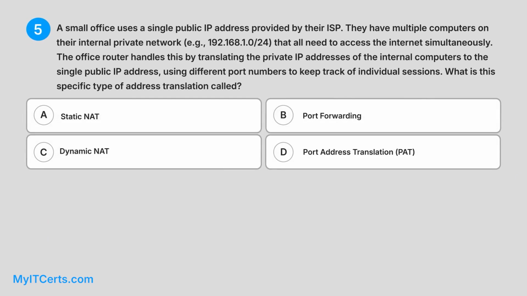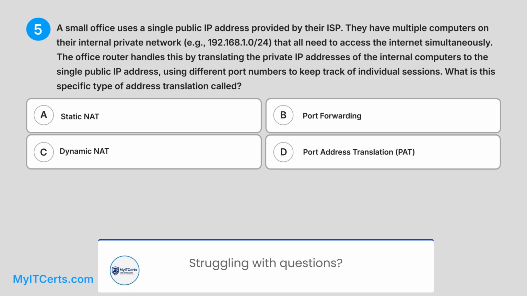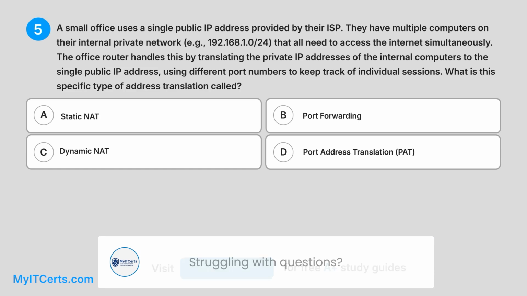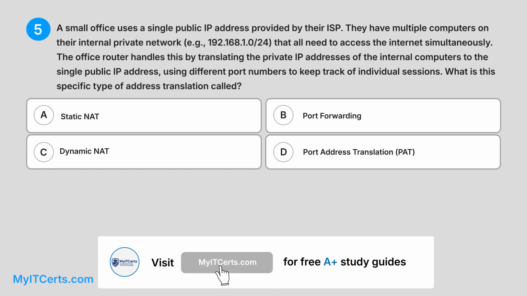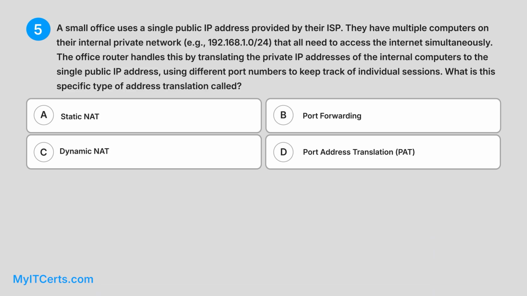5. A small office uses a single public IP address provided by their ISP. They have multiple computers on their internal private network, e.g., 192.168.1.0/24, that all need to access the Internet simultaneously. The office router handles this by translating the private IP addresses of the internal computers to the single public IP address, using different port numbers to keep track of individual sessions. What is this specific type of address translation called?